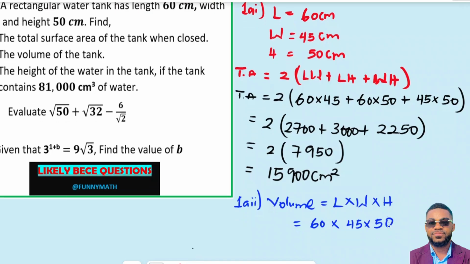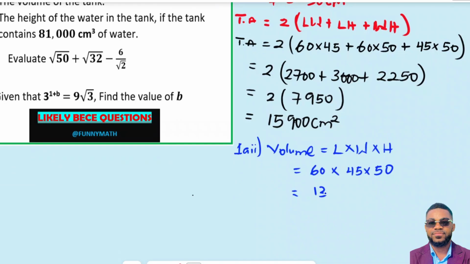So simplifying, we're going to get 135,000 centimeters cube. Volume has a unit of cube. So don't forget to write that. So that is how we can find the volume of the tank. 135,000 centimeters cube. Let's get the next question solved.